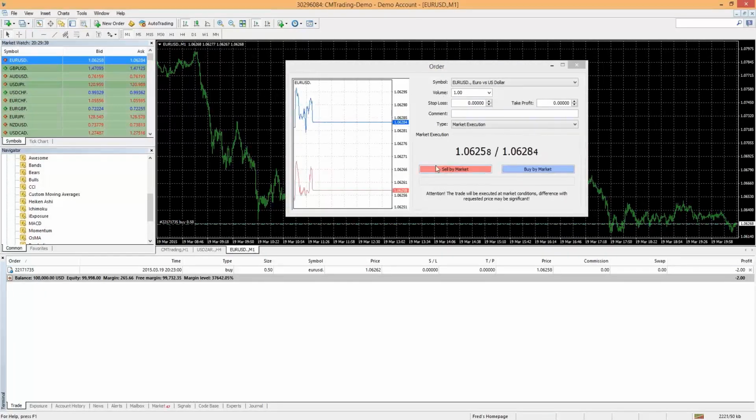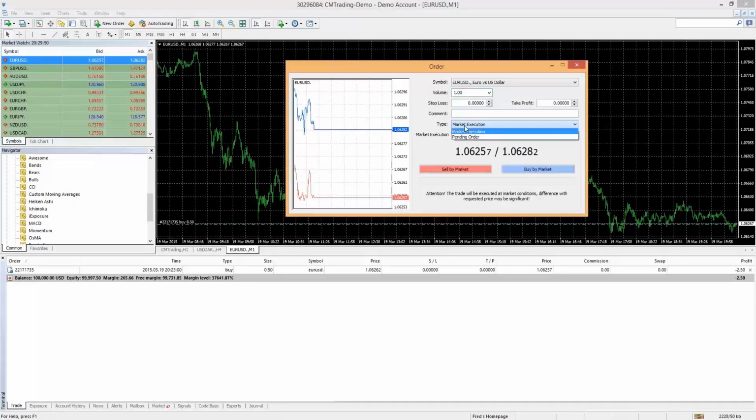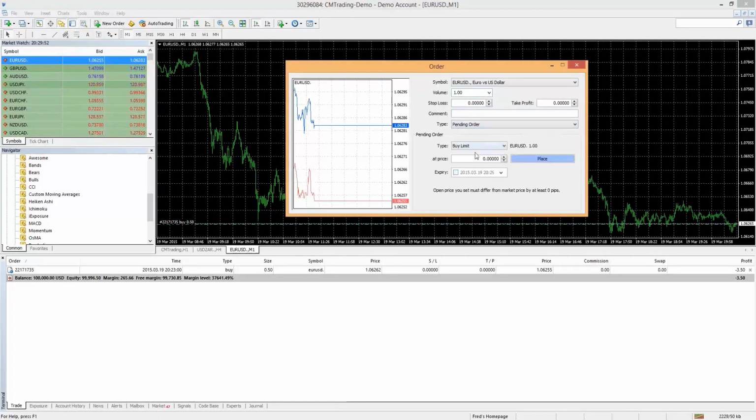But in all seriousness, what they used to have is this symbol. They used to write out the symbol. The volume is the size of the execution. We discussed that. Stop loss and take profit. And now you see that I could place a pending order of a buy limit or a stop limit.